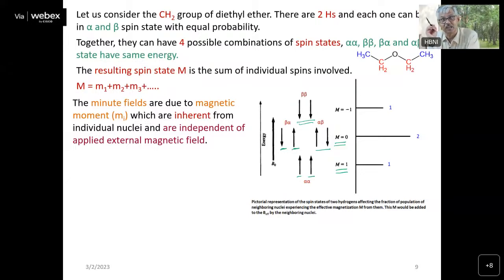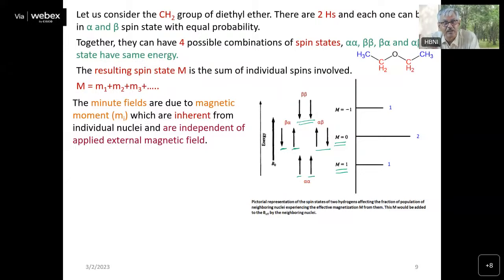So now you can see each of these CH3 groups is seeing a combination of this type of situation, because the CH2 group can have 3 different arrangements: both alpha, one alpha one beta, and both beta. But for one alpha, one beta, there are 2 possible combinations, so the weightage is 2. Now what this tells is, because they do not have the same M value, you can consider them like minute fields, due to these magnetic moments.